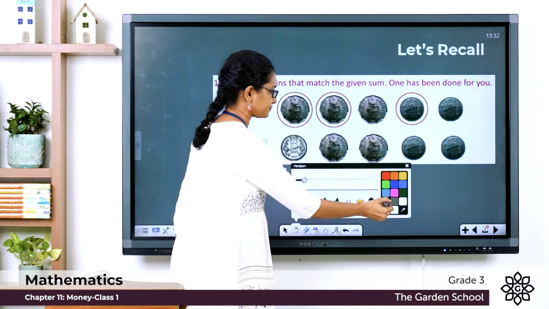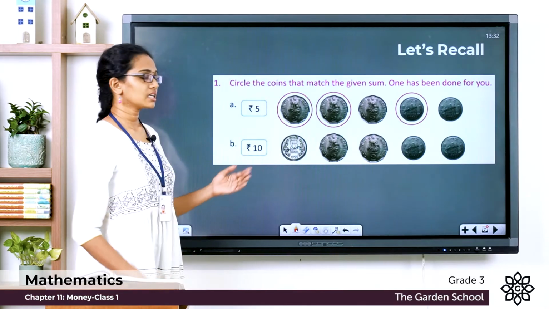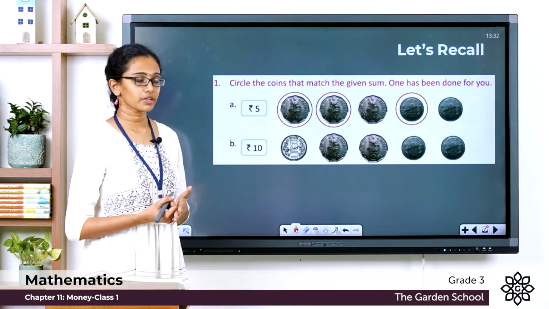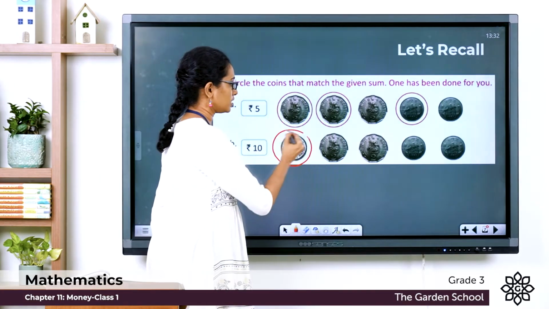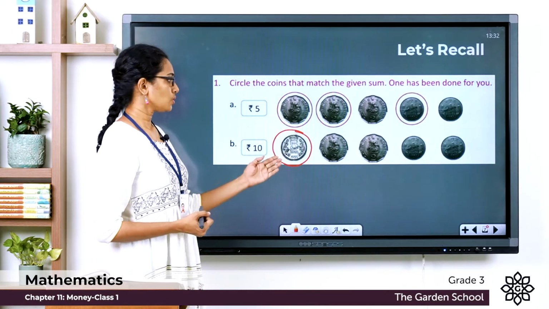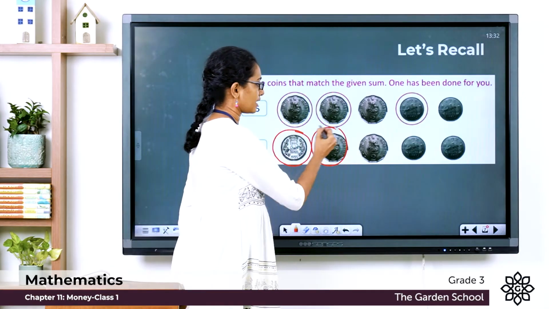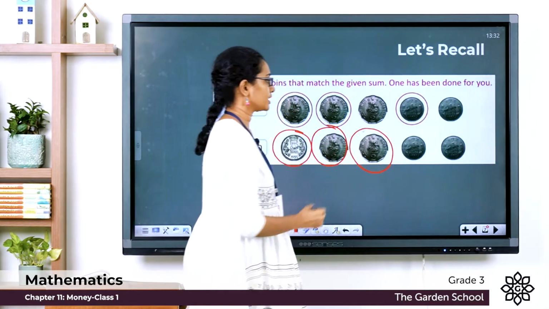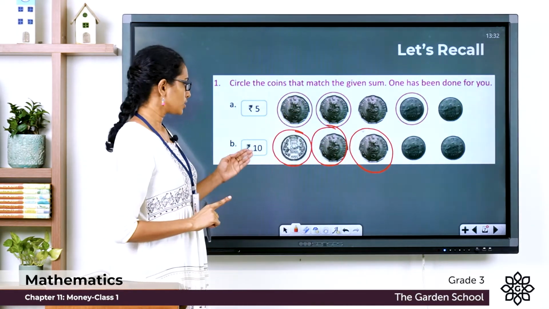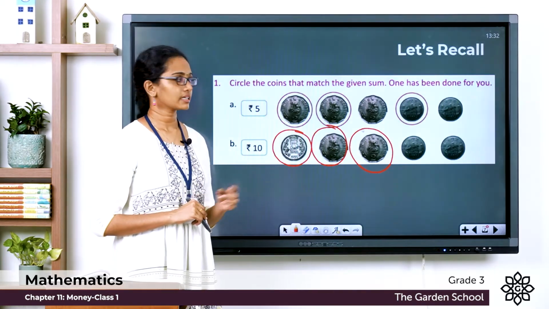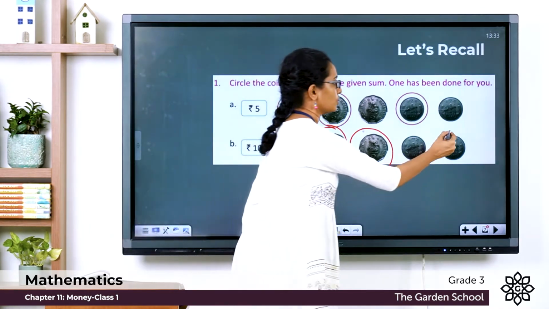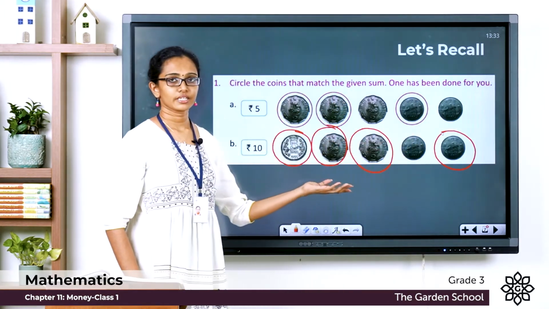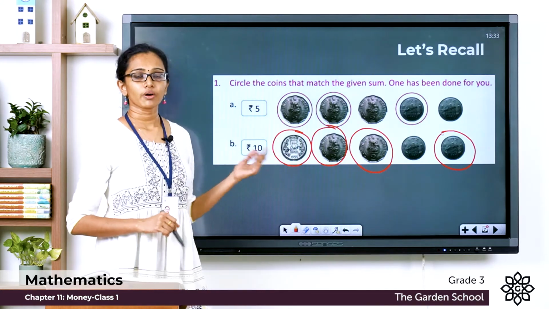So, question B, here it is given as rupees 10. So, the first coin here you can see here is a 5 rupee coin. So, let's circle that one. The next is a 2 rupee coin. So, 5 plus 2 it will be 7. Then one more 2 rupee, that is 7 plus 2, it will be 9 in total and we need one more rupee to add up to rupees 10. So, let's circle a 1 rupee coin also. So, now the total is 5 plus 2 plus 2 plus 1, that is equal to rupees 10, which is the amount given in the question.